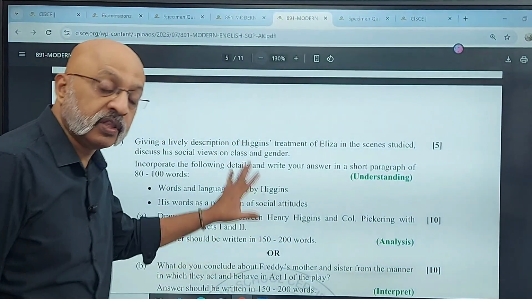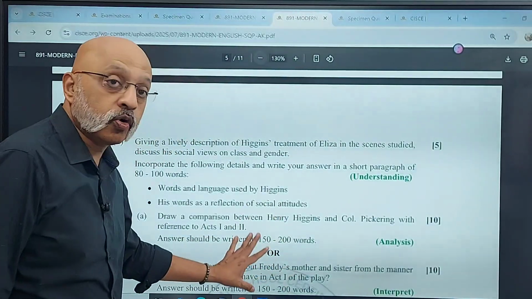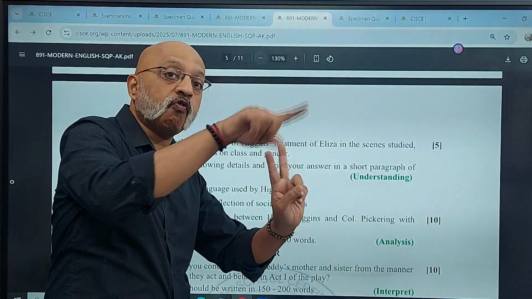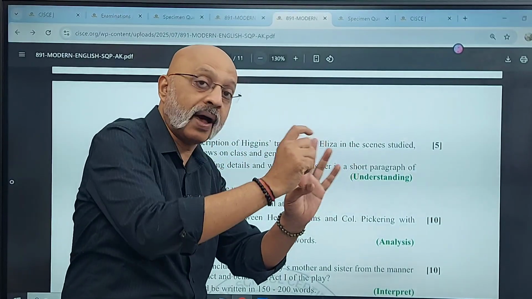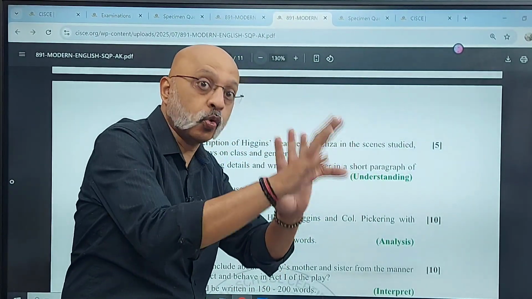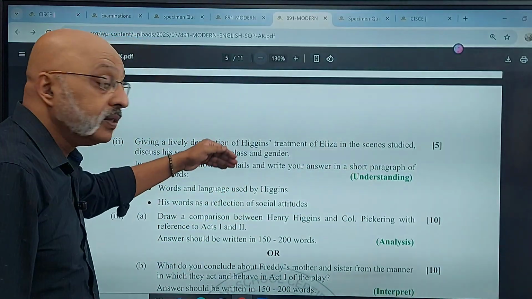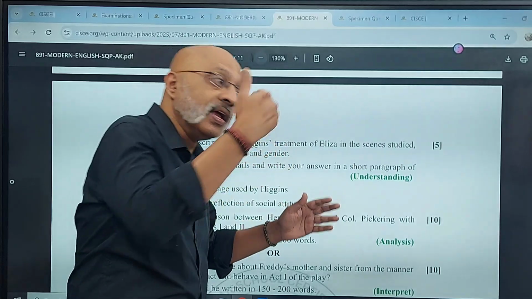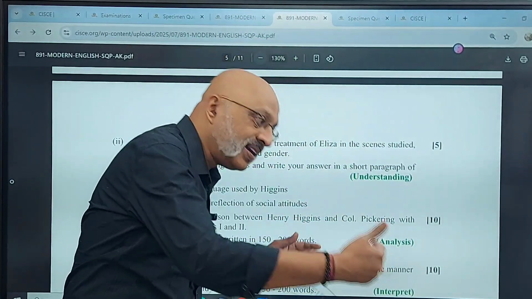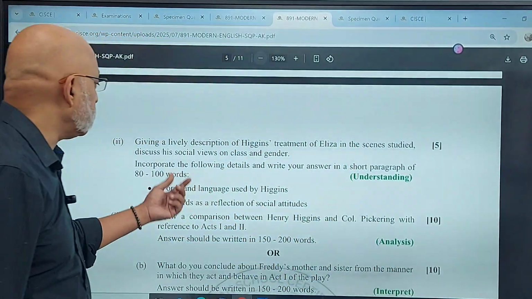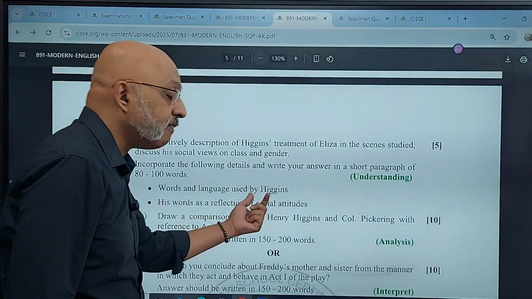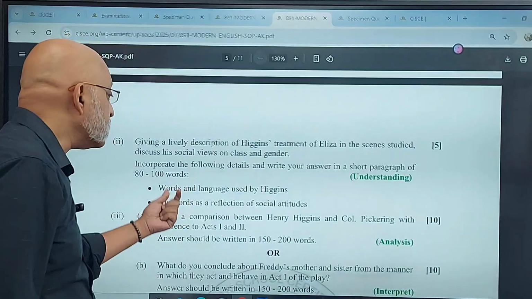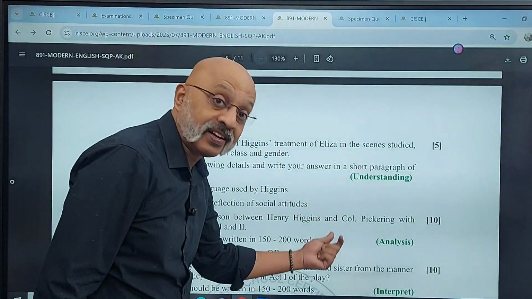So what is the difference between the 5-mark and the 10-mark? The 10-mark questions are all about themes, characters, and analysis of why a character behaves in a certain manner in the first 2 acts of the play. The 5-mark questions are a bit like your reference to context. That means in a particular situation, why does a particular character behave in a particular way? For example, the words and language used by Professor Higgins. So you are being asked something very specific, his words as a reflection of social attitudes.